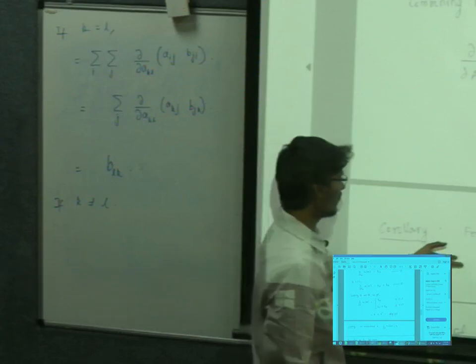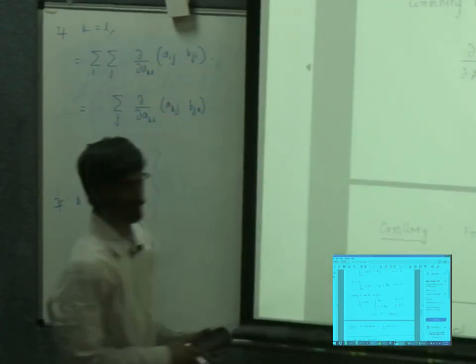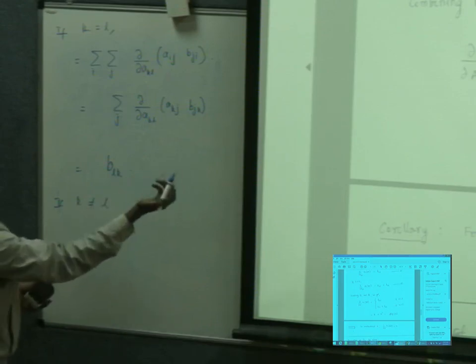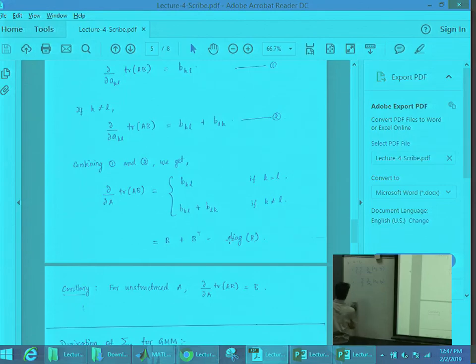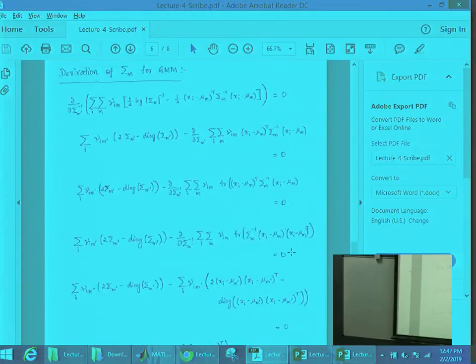And if these are unstructured matrices, then it's simply B. So now we got to know how to take the derivative of the trace of a product of two matrices. That is nothing but 2B minus diagonal of B, because B is equal to B transpose. So now let's finally go to the derivation of the covariance matrix.